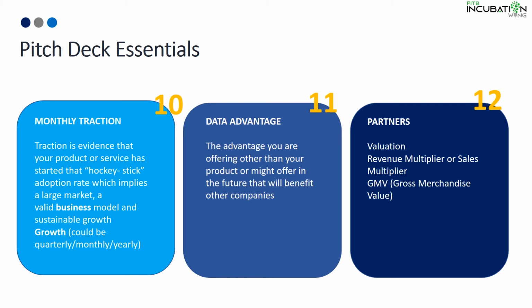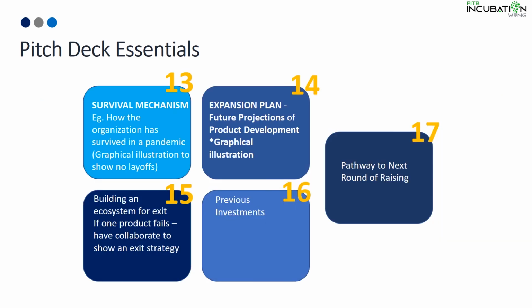13th, valuation. There are multiple methods of valuation of startups. Revenue multiplier or sales multiplier or gross merchandise value. These will be explained in the further presentations. Moving on to our next pitch deck essentials. Survival mechanism. Survival mechanism shows how the organization or the product has survived in a pandemic. The value and the worth this product had in order to survive in the pandemic.